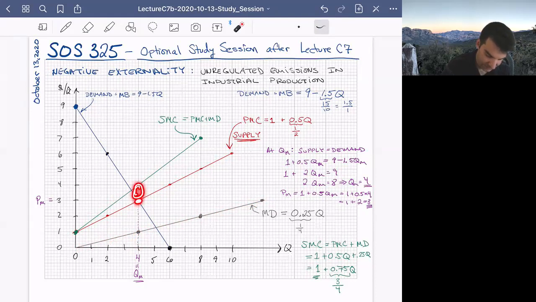This strand here is the damage to society. This is the producer's damage. We take that, add it up here, and we end up getting the total cost right there. So we've done that at every single point, and that's what gives us this green line here.